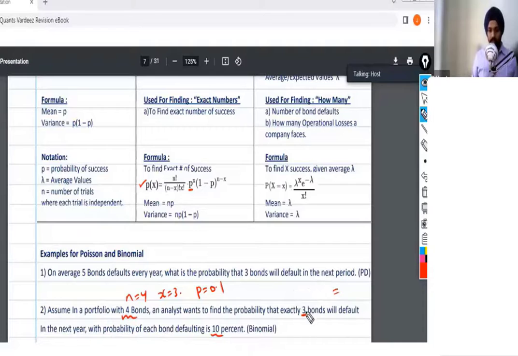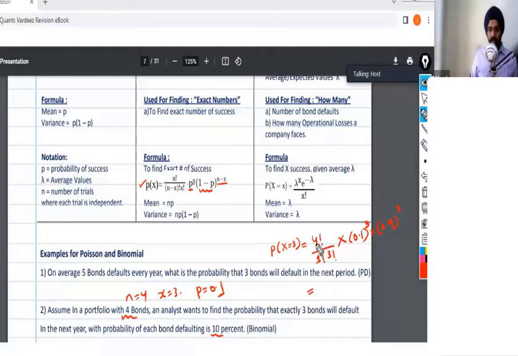As an example, the probability that exactly 3 bonds will default is equal to n, which is 4 factorial, over n minus x, which is 1 factorial, and x, which is 3 factorial. Multiplied by the probability of success to the power x, where x is 3, multiplied by the probability of failure, because this is success, this is failure, right? 1 minus p is 0.9, to the power n minus x. And 4 minus 3 is 1.